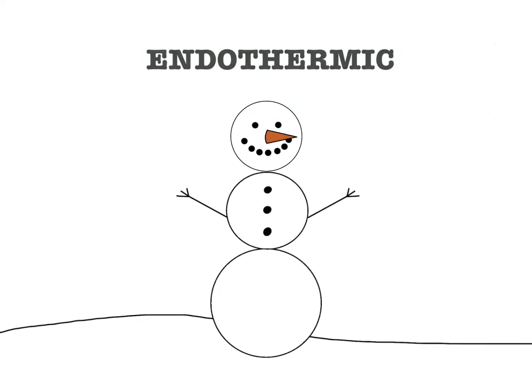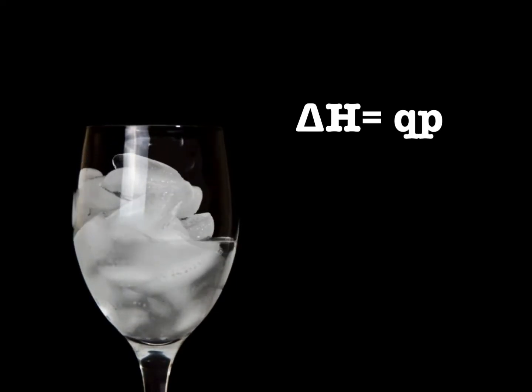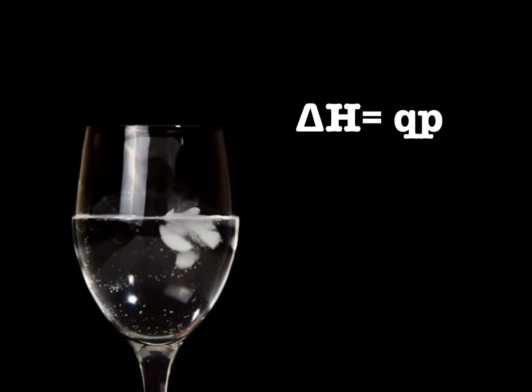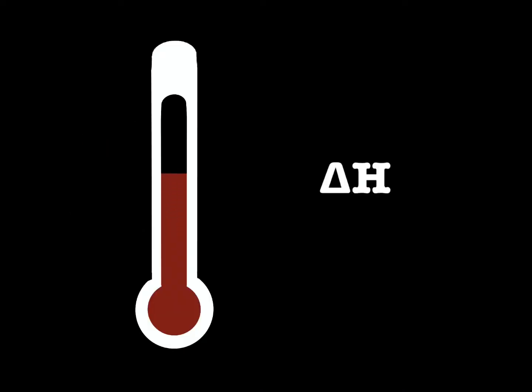On the other hand, an endothermic reaction absorbs energy in the form of heat from its surroundings, meaning a positive change in enthalpy. So, what is enthalpy? Enthalpy is the heat change at constant pressure using the formula delta H equals Qp. In endothermic reactions, they have a positive delta because it's gaining energy. On the other hand, in exothermic reactions, the delta will be negative since it's losing energy.